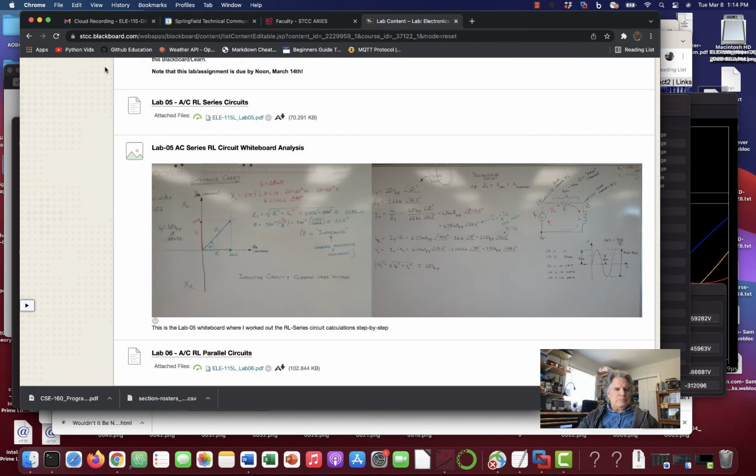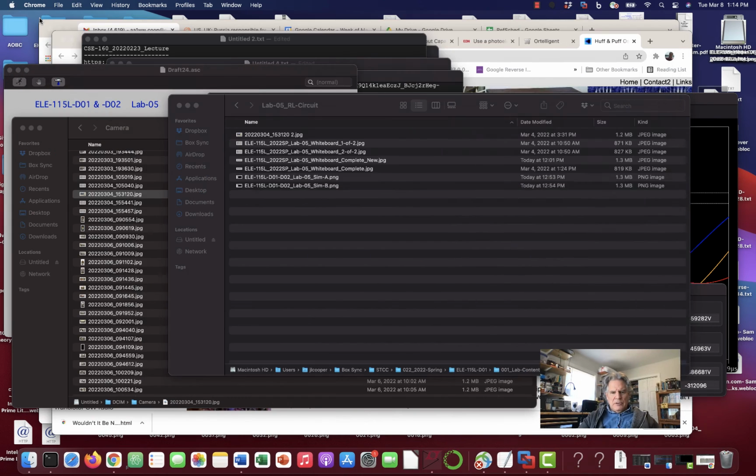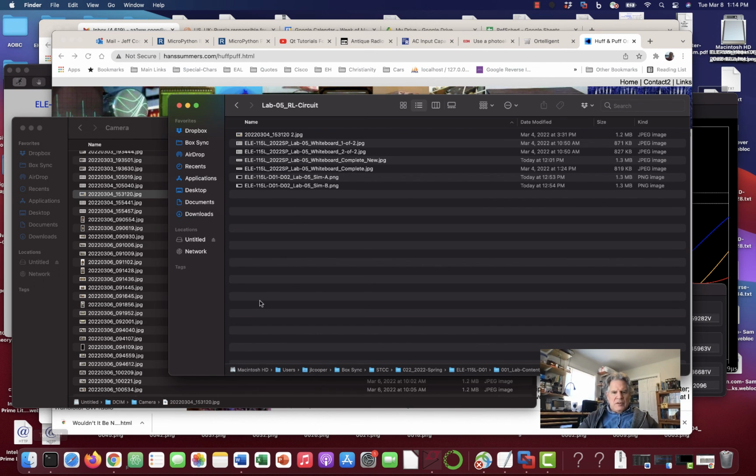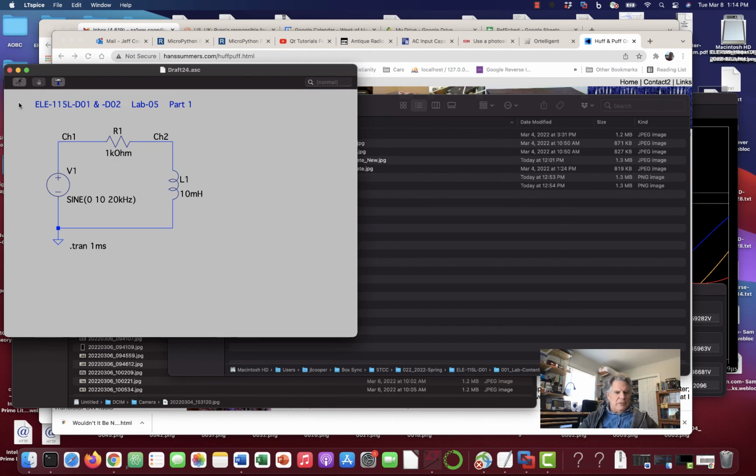Okay, so I'm going to put this down here. Oh, sorry. I'm not sure that I wanted to do that. So what I want to do is look at, first of all, the schematic for the lab, because I didn't write it on the whiteboard. But here's the schematic for the lab.